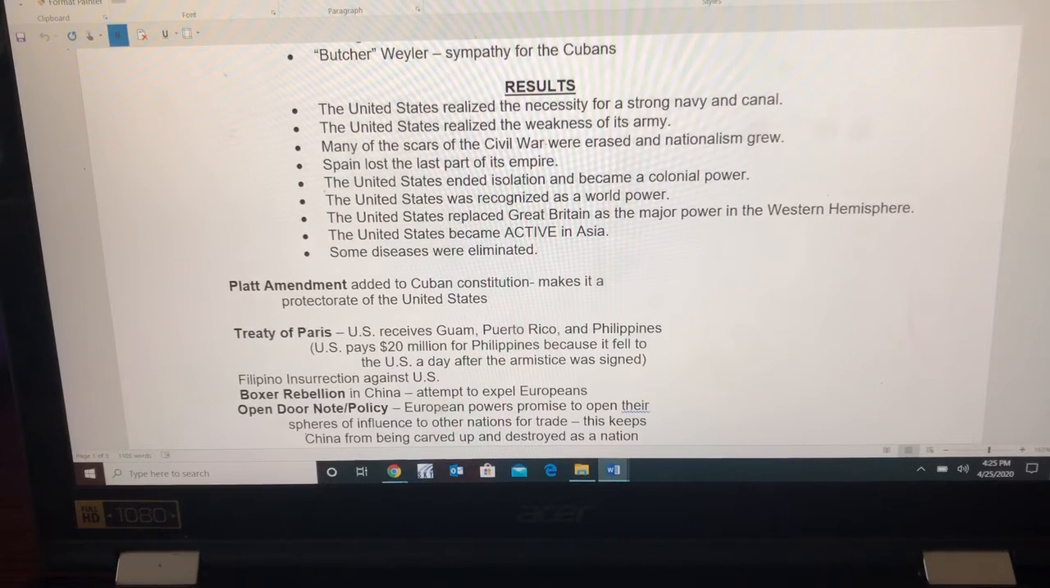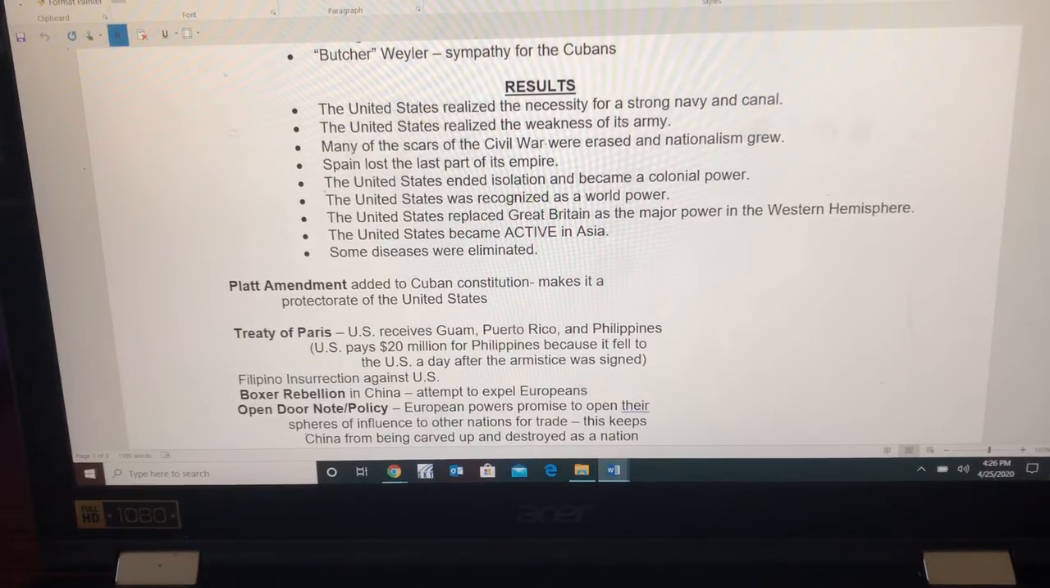So the results of this, it's a very quick war, but the U.S. is going to realize its inadequacies in the war, that we need a strong navy, and we need a canal to be able to get to our Pacific territories, Guam and the Philippines and Hawaii. We realized the weaknesses of our army. We didn't get our horses to the Rough Riders. We didn't have the right fatigues, so a lot of our men were dying from malaria from the mosquitoes versus bullet shots. We see many of our nation's issues from the Civil War healed, because we're fighting together versus against each other. Spain lost its empire of Puerto Rico, Guam, the Philippines, and Cuba.